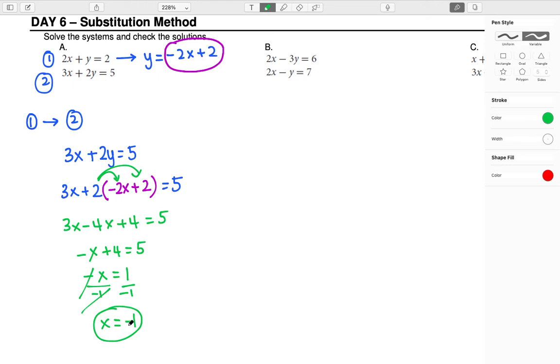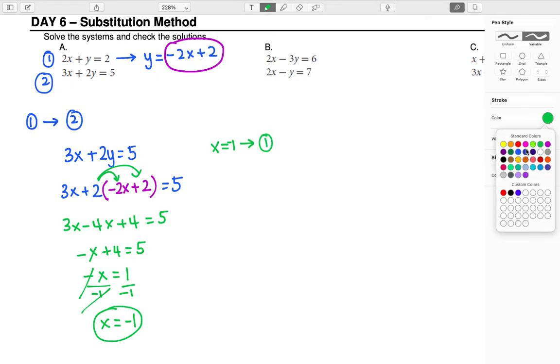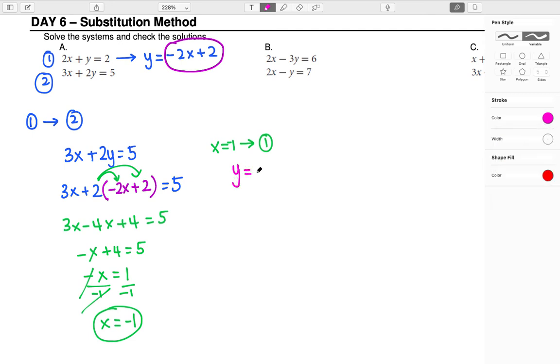Now that I have found x, all we need to do is plug it into any equation. I prefer to plug it into 1 because it's already isolated. So I'm going to say x is equal to negative 1, plugging into equation 1. So therefore, y is equal to negative 2, and instead of writing x, I'm plugging in negative 1, plus 2. So negative 2 times negative 1 is 2, plus 2. Therefore, y is equal to 4.